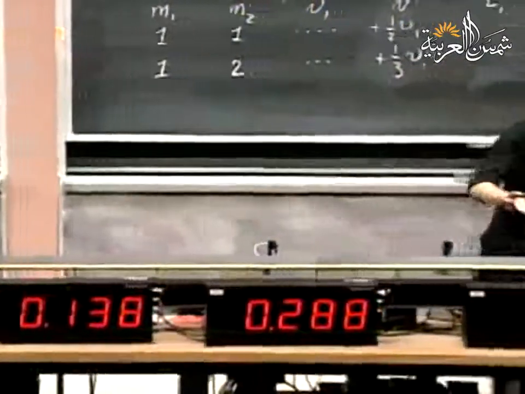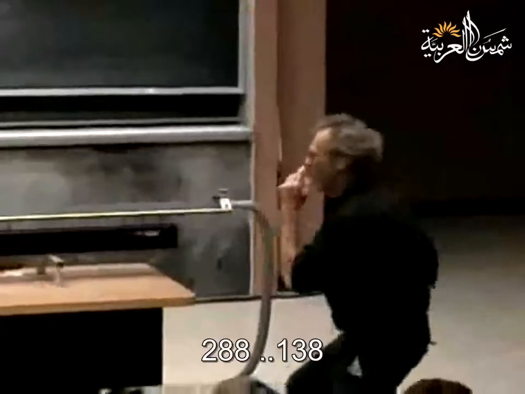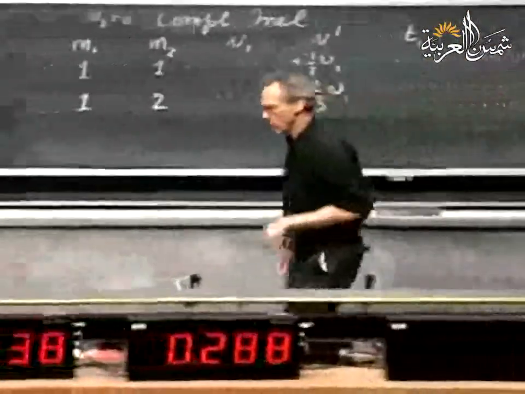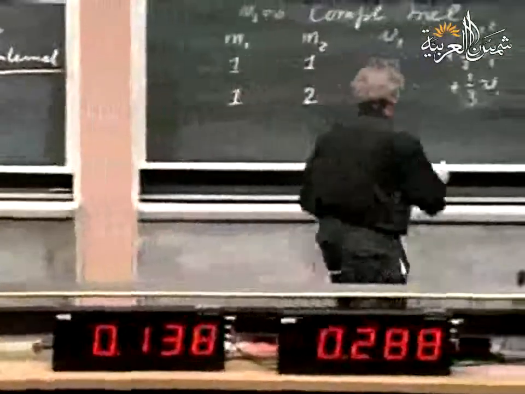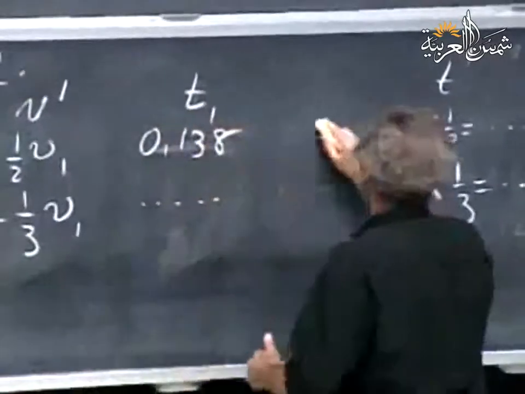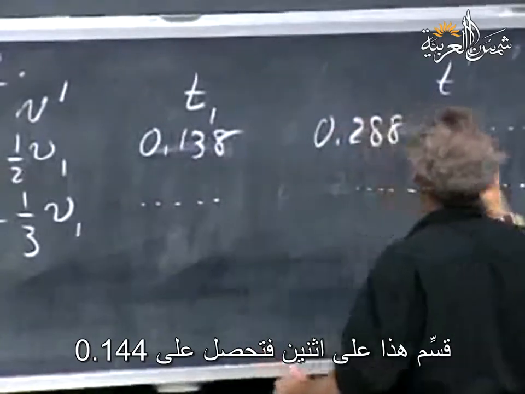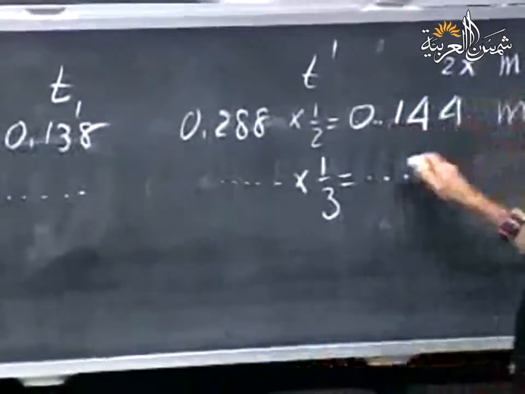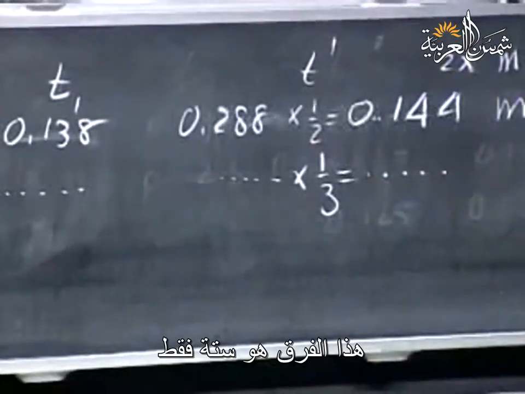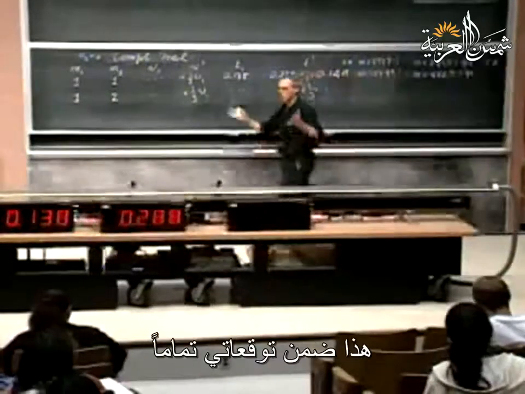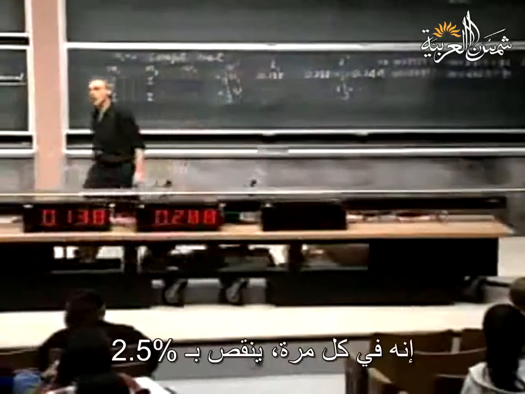All right. What do we see? 1, 3, 8, 2, 8, 8. Divide this by 2 is 0.144. That is, the difference is only 6, and that is only 4% off. That's completely within my prediction that each time could be off by 2.5%.